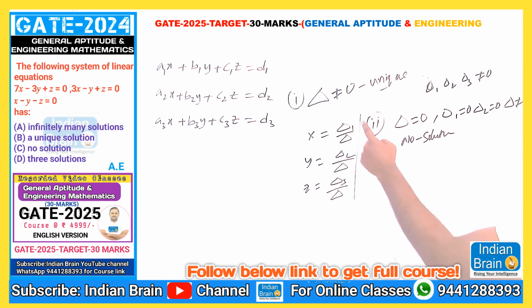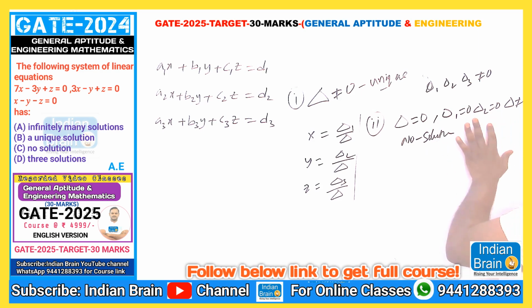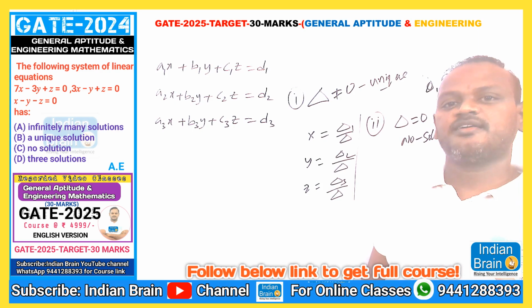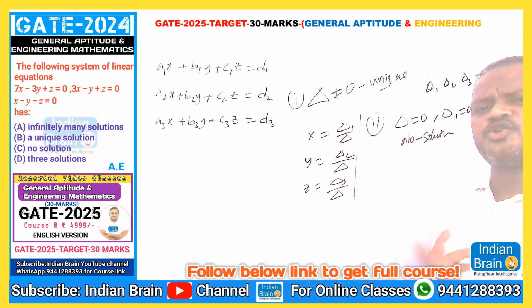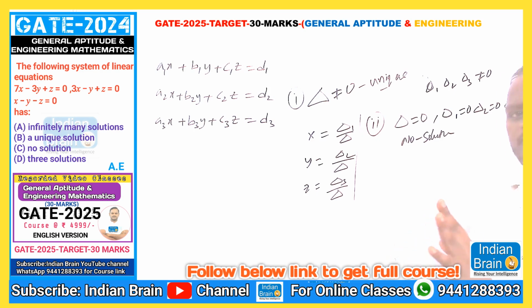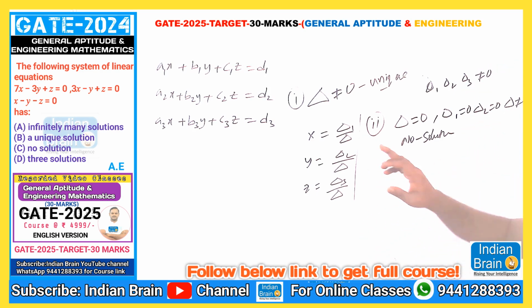But if any one of delta 1, delta 2, delta 3 is not equal to 0, then only we can say happily: no solutions. Can you say that? Yes, we can give the full clarity, don't get confused. For an example, if I go for the second case, be careful.